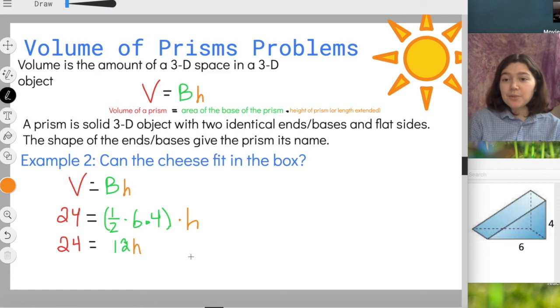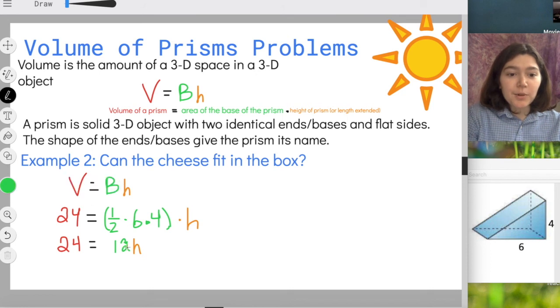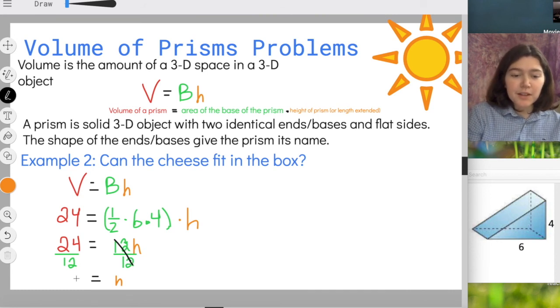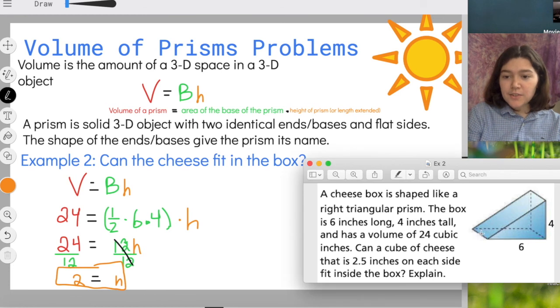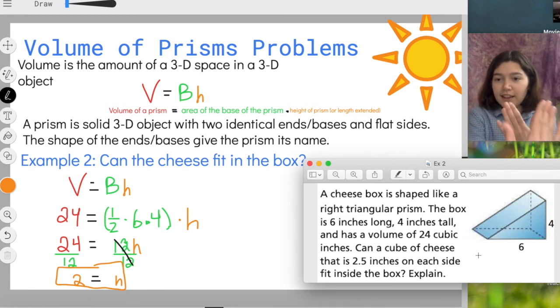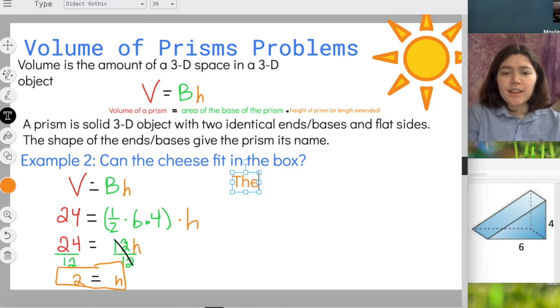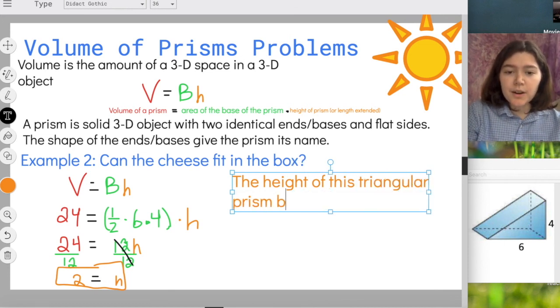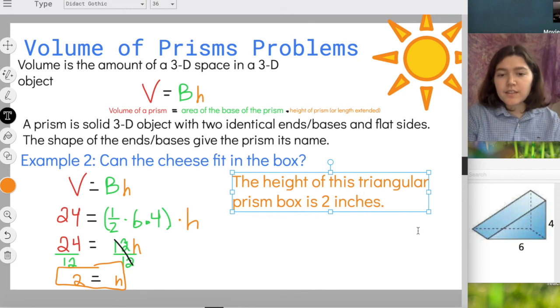So, how do you undo multiplying by 12? Dividing by 12. Awesome. So then to both sides of my equation, I'm going to divide by 12. 12 divided by 12 goes away because it's equal to 1. Any number divided by itself is 1. And then I have 24 divided by 12 is equal to 2. So my height, that length extended, has to be 2, and we're talking about inches here. The height of this triangular prism box is 2 inches.